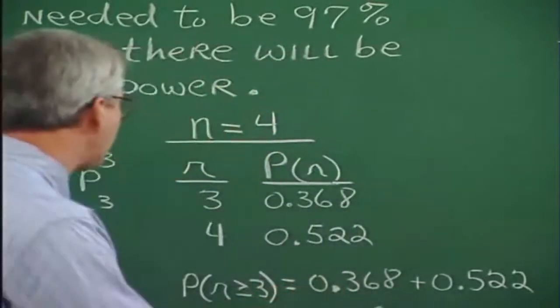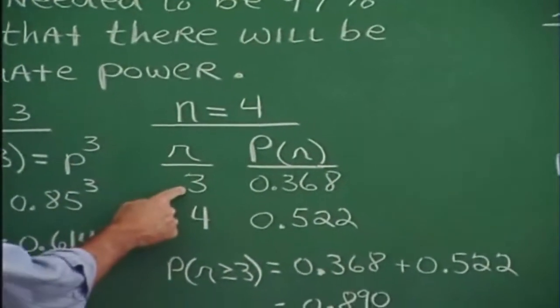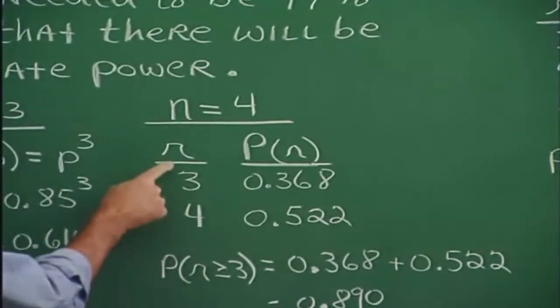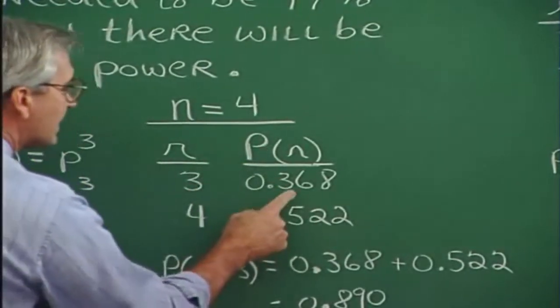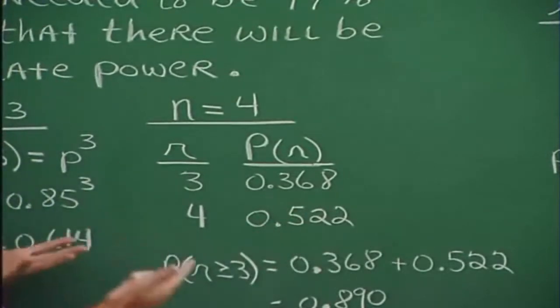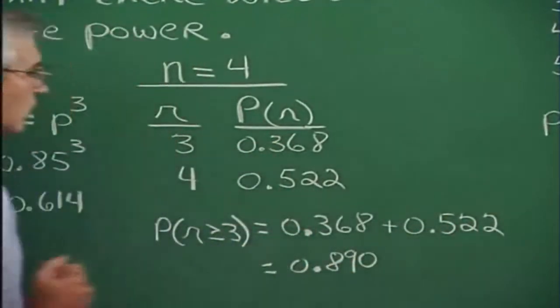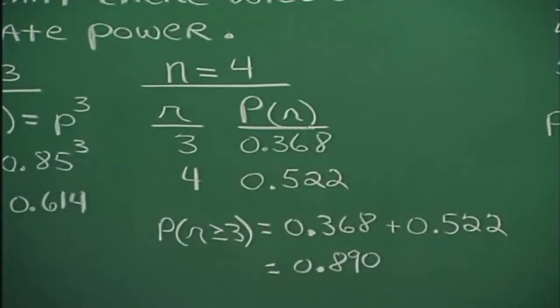So we want the probability that 3 will be working and the probability that all 4 of these will be working. Well, the probability that 3 will be working is this. The probability of 4 is this. So the probability that r is greater than or equal to 3 would be the sum of these two, or 0.89. Well, we're not there yet.